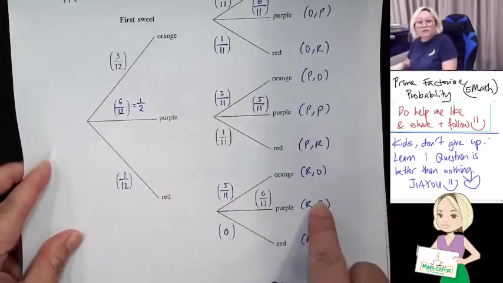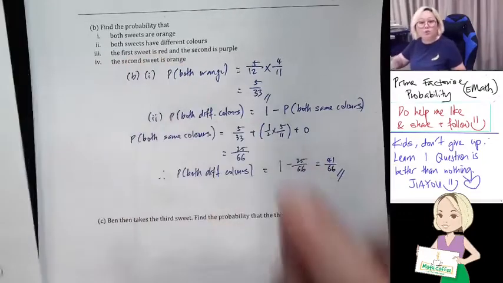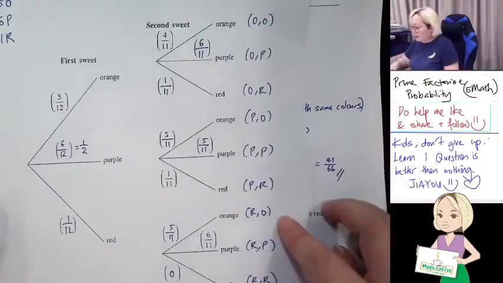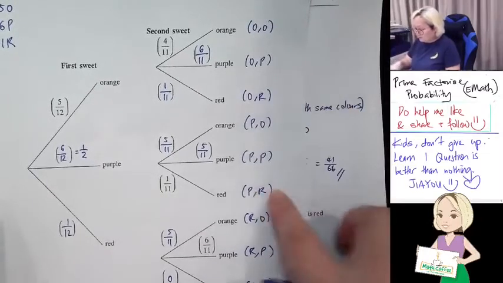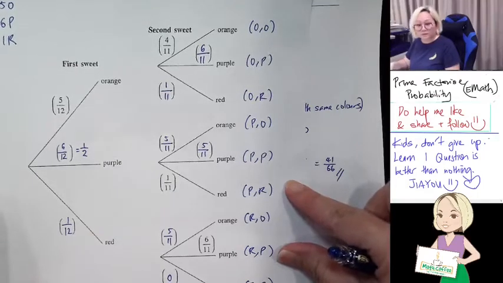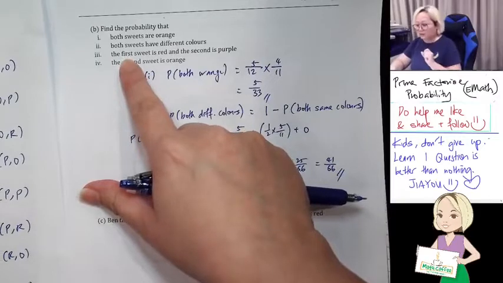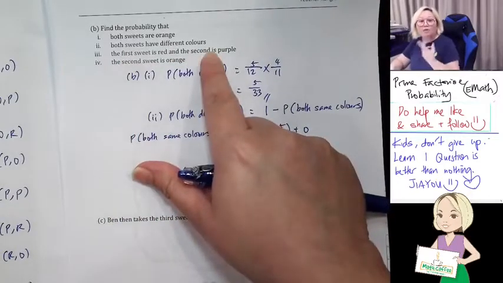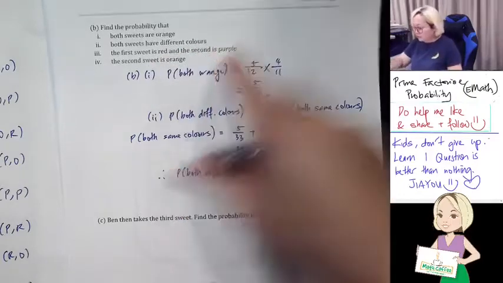So take note of the English. If they say one sweet is red and one sweet is purple, then you got to take note that I also can say it is red purple and purple red. Then I will have 2 branches that I need to include. But this only says first sweet is red, second is purple. So I only have one outcome, which is first sweet is red, second is purple.